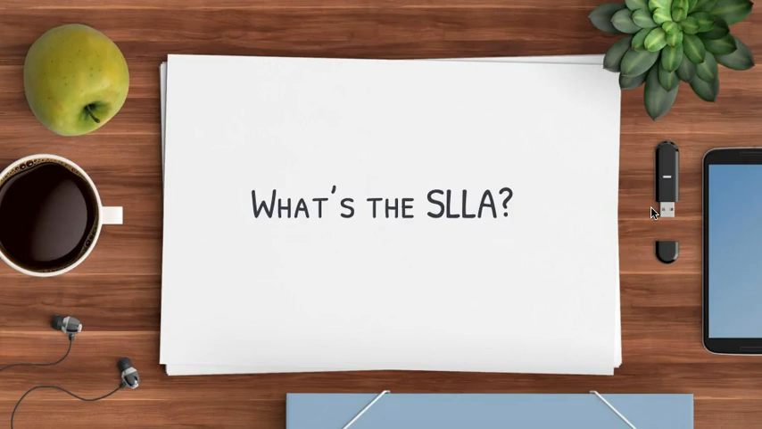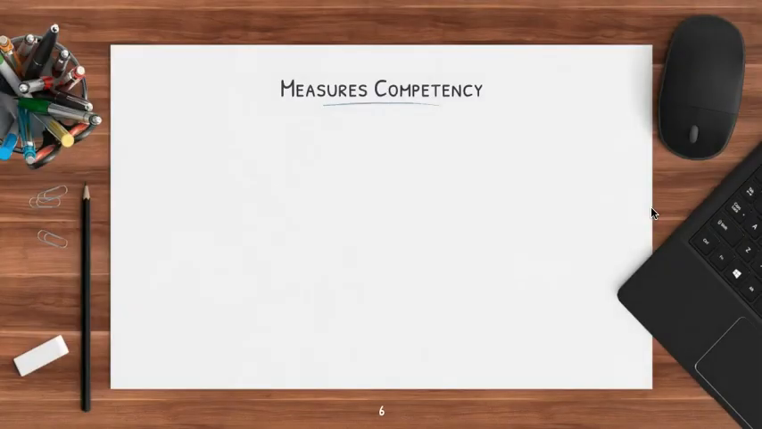So first and foremost, what exactly is the SLLA? Well, essentially, it is an assessment that many states use to assess the potential competency of a school administrator. And the test itself is actually broken into two different sections. The first section is 120 selected response questions, and they're going to give you 165 minutes to take that section.